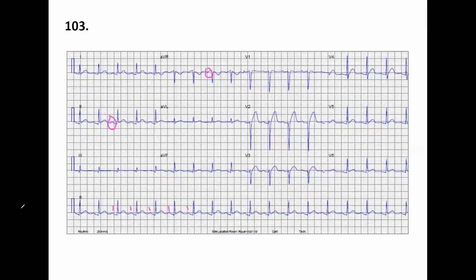So yes, we know that it's between 0 and 90. What axis are you talking about now? If I look at lead number 1 and between aVF, both are positive. So the axis is between 0 and 90.